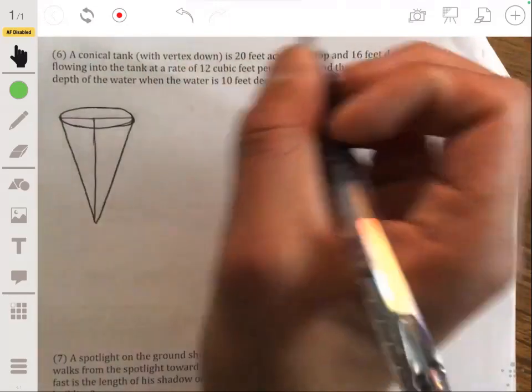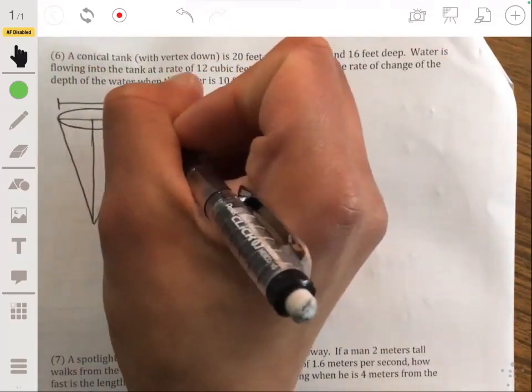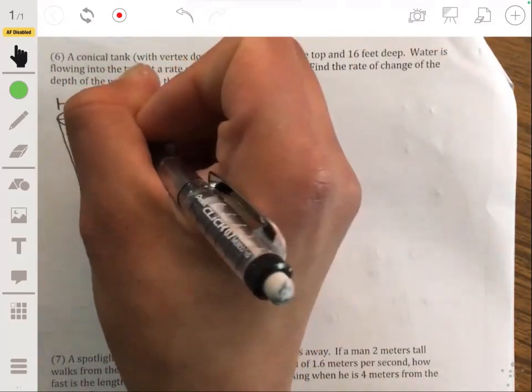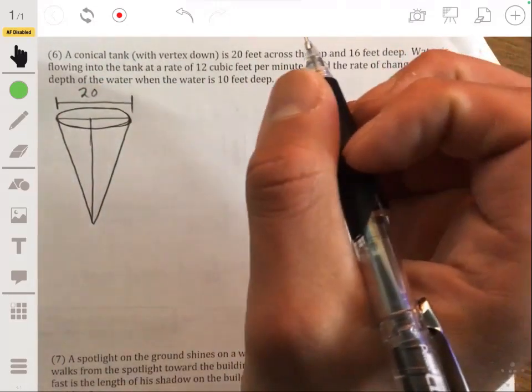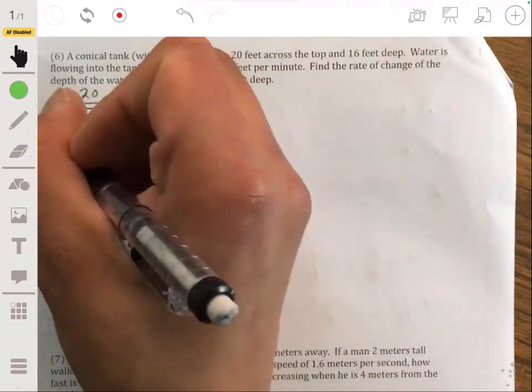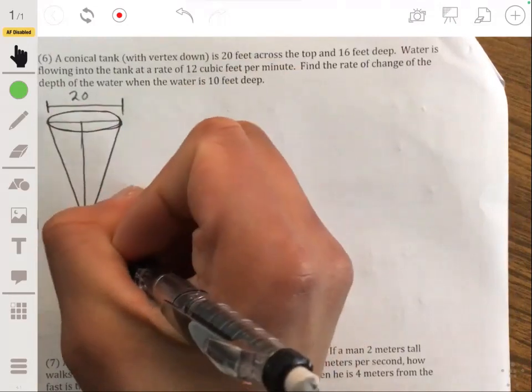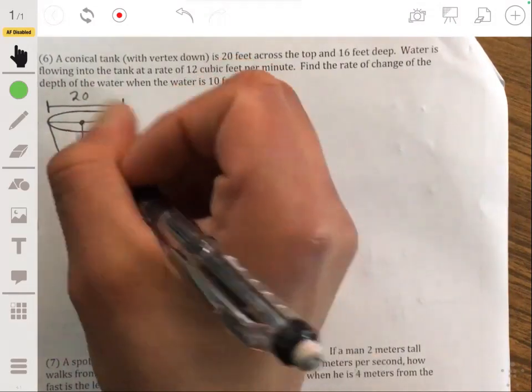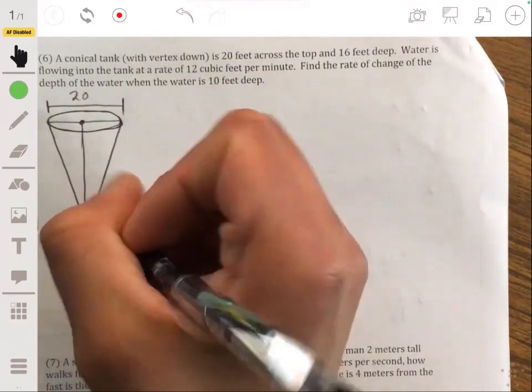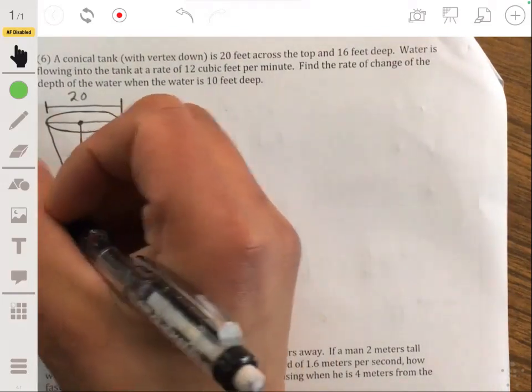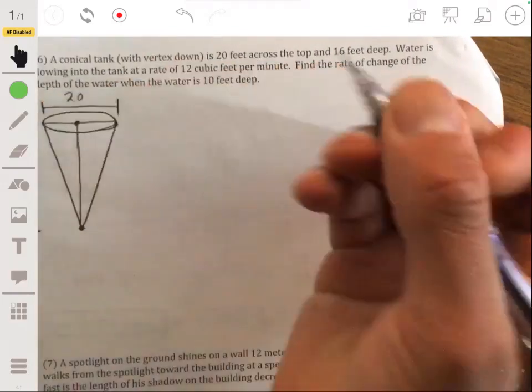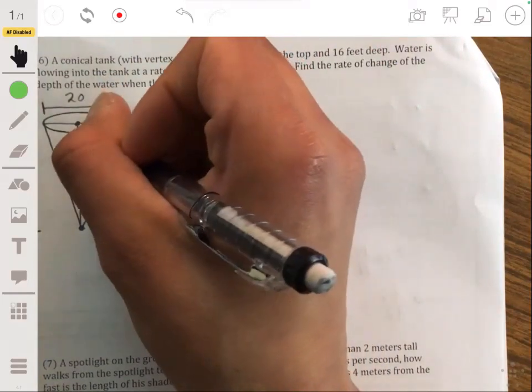Cone, it's 20 feet across, so let's go from here to here. Label that 20. 16 feet deep, so from here to here. The center of the base, the vertex at 16. Little right angle symbol.